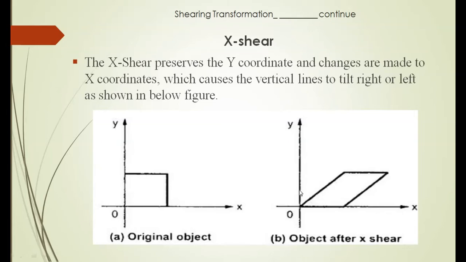So here the y coordinate is fixed or does not change, only the change is done in the x coordinate. Which causes the vertical lines to tilt right or left as shown in the figure below. So here the object is slanted by using the x shearing transformation.